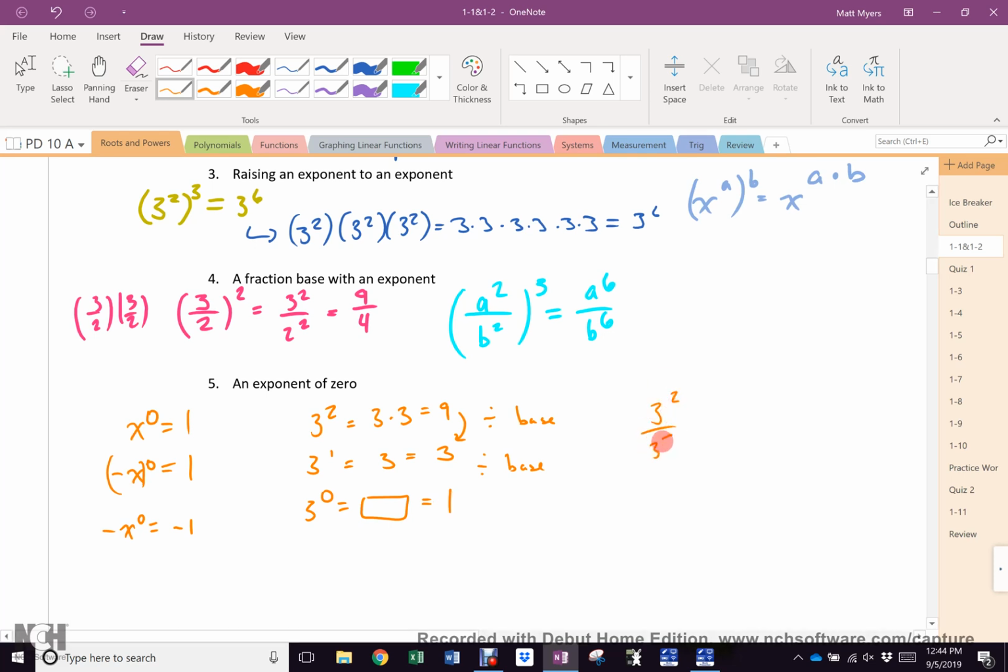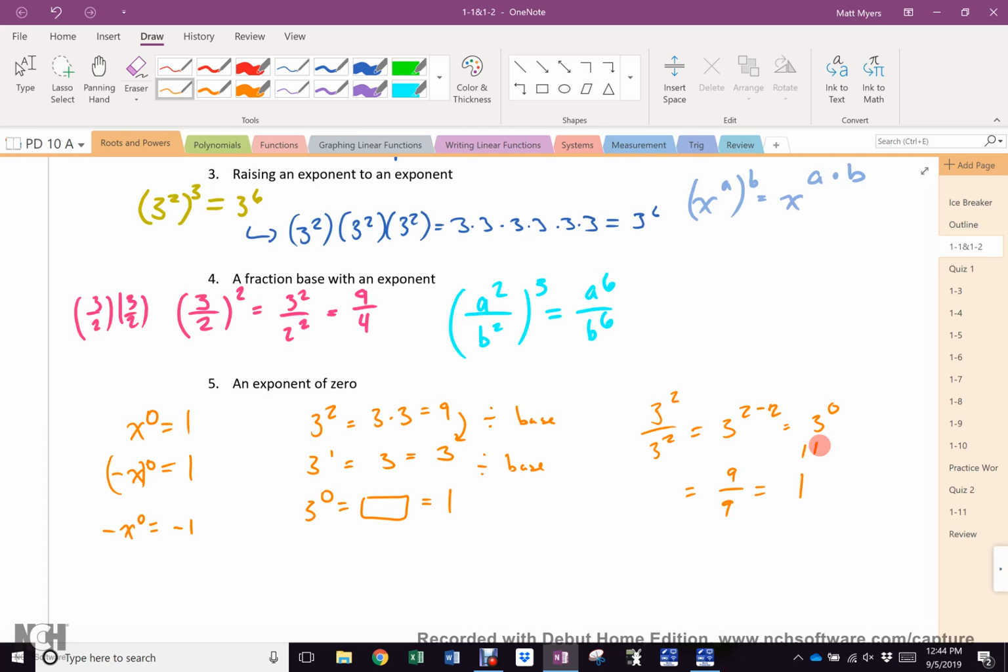Here's the other reason it works. 3 squared over 3 squared. According to law number 2, what should I do with those exponents? I should subtract: 3 to the 2 minus 2 is 3 to the 0, yes? What is 3 squared really? 3 times 3, which is really 9 over 9. What's 9 divided by 9? 1. So if that equals that and it equals 1, and that equals that and it equals that, then what do I know about 3 to the 0 and 1? That they are also equal.